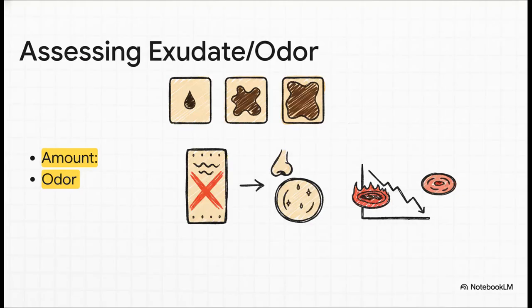When you're documenting, don't just say what type it is. You have to quantify the amount. Is there just a tiny bit? Scant. Or is it moderate? Or is there a ton? Copious? This helps you pick the right dressing.